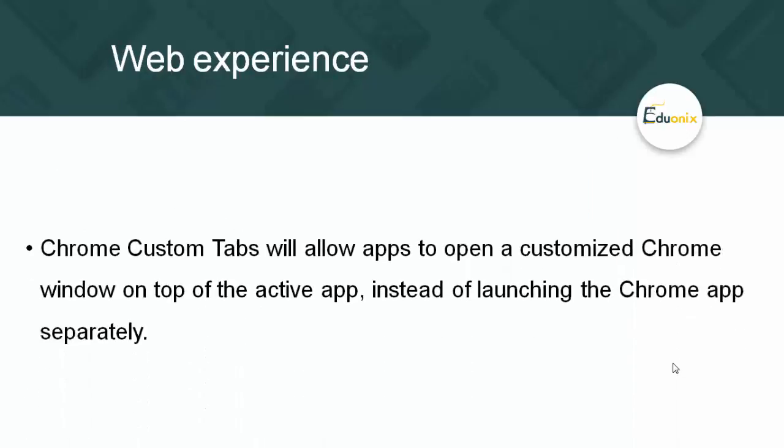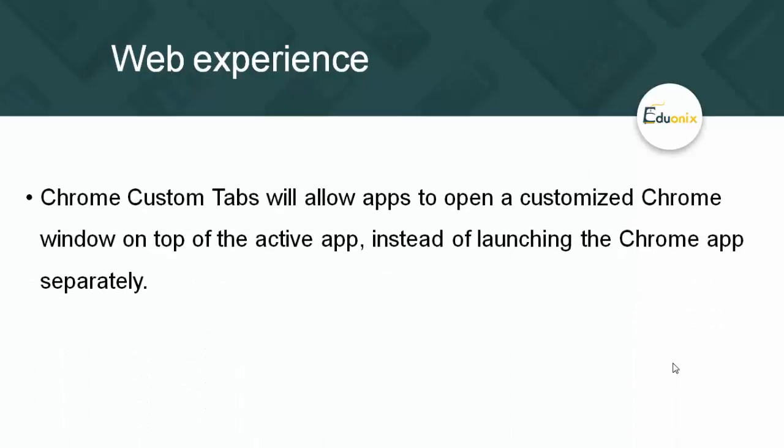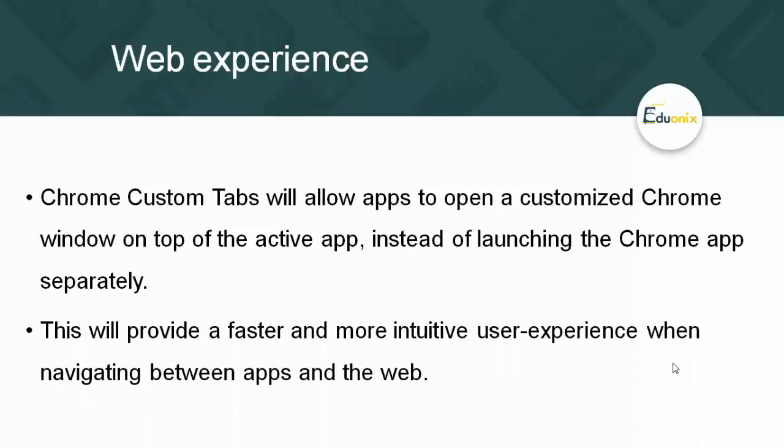Chrome Custom Tabs is a new feature that gives developers a way to harness all of Chrome's capabilities while still keeping control of the look and feel of the app experience. Chrome Custom Tabs will allow apps to open a customized Chrome window on top of the active app instead of launching the Chrome app separately. This will provide a faster and more intuitive user experience when navigating between apps and the web. Chrome Custom Tabs support automatic sign-in, saved passwords, autofill, and multi-process security to assist the integration of the app and web experience.